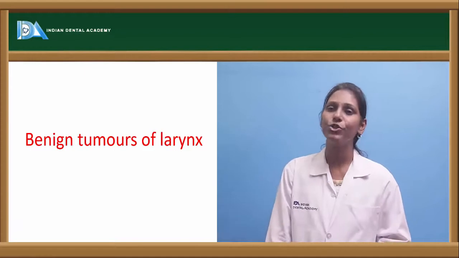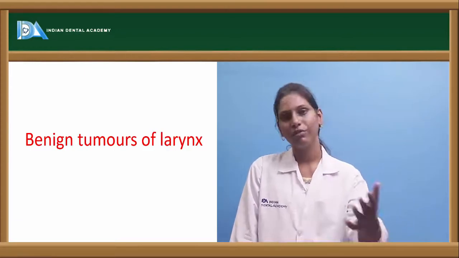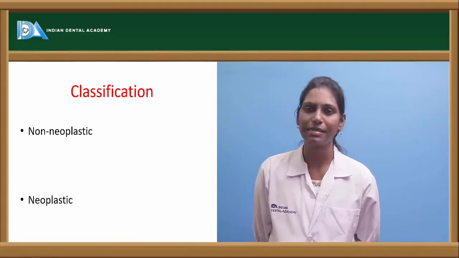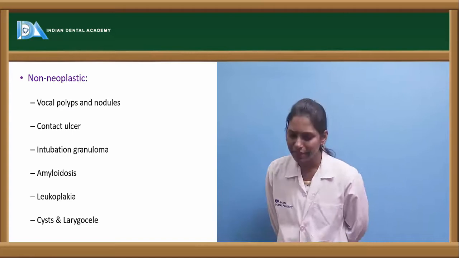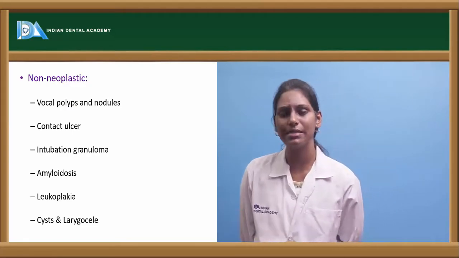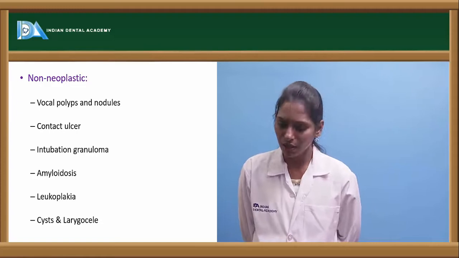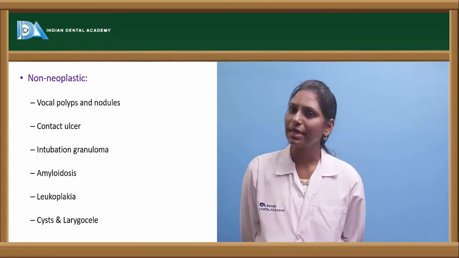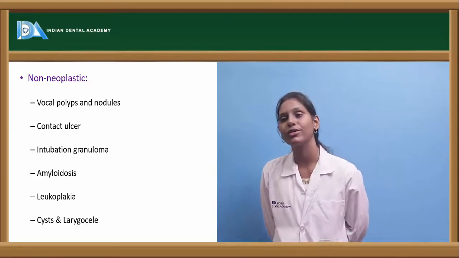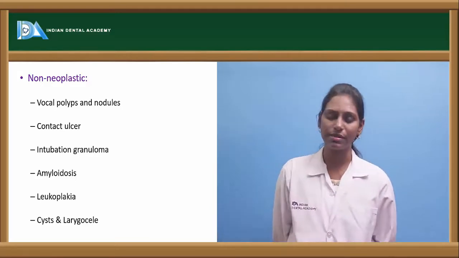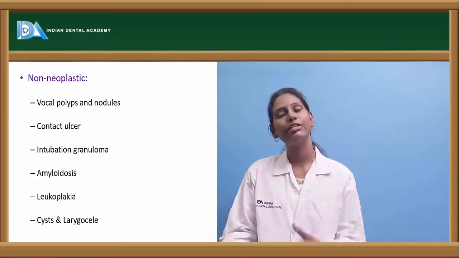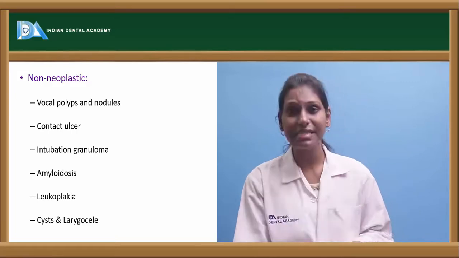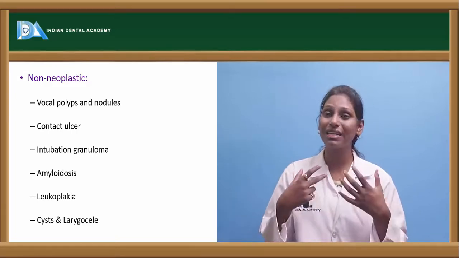Now coming to the benign tumors of the larynx. Normally, tumors of the larynx can be broadly classified as non-neoplastic and neoplastic. In non-neoplastic tumors, which means they are not true neoplasms, we have various conditions like vocal polyps and nodules, contact ulcers, intubation granulomas, amyloidosis, leukoplakia, cysts, and laryngoceles. Now coming to vocal polyps, this is due to vocal abuse or misuse of the vocal cords, especially seen in singers and in teachers who shout or scream loudly.